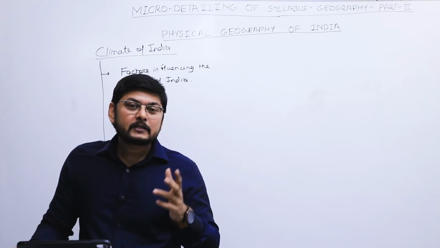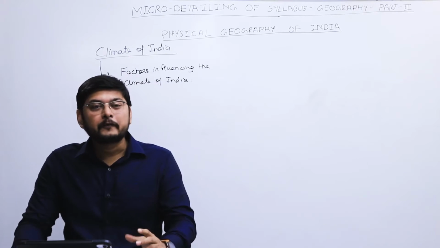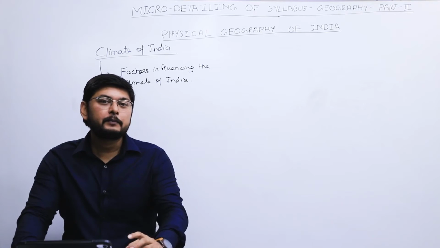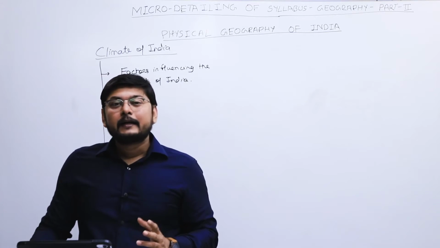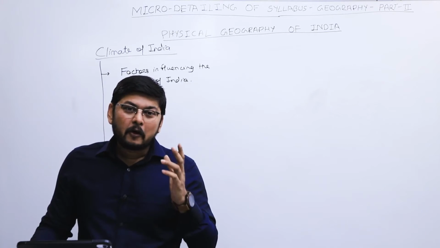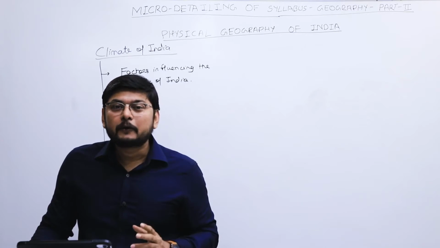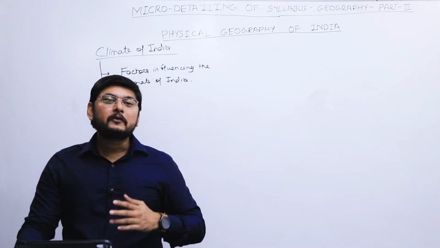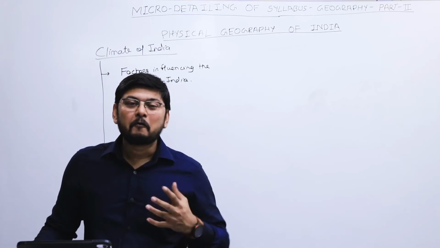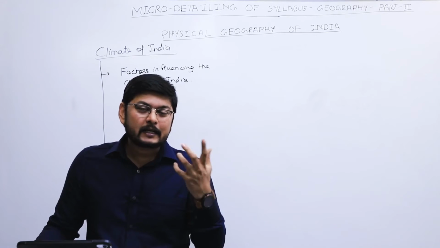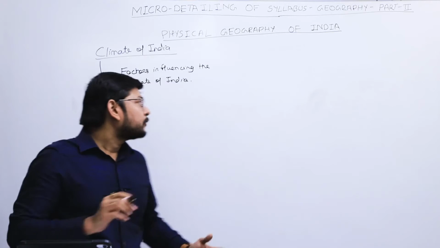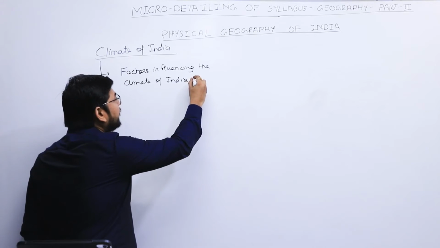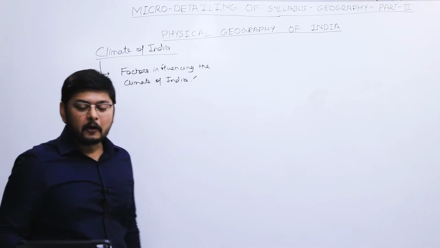Why do the temperatures of some regions go very low during the winter season, for example in Punjab and Delhi, but at the same time the climate of states like Kerala and Tamil Nadu is quite moderate? It does not witness the winter season. Why is this happening? Why are such conditions prevailing in India? Those we will be studying in the part on factors influencing the climate of India.